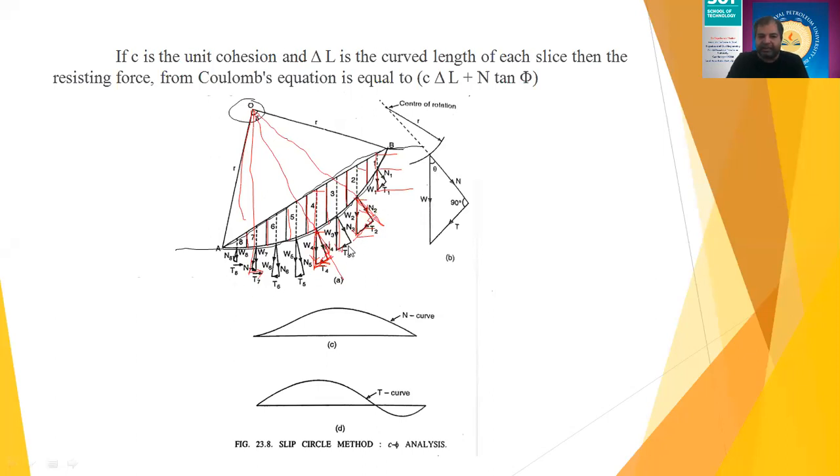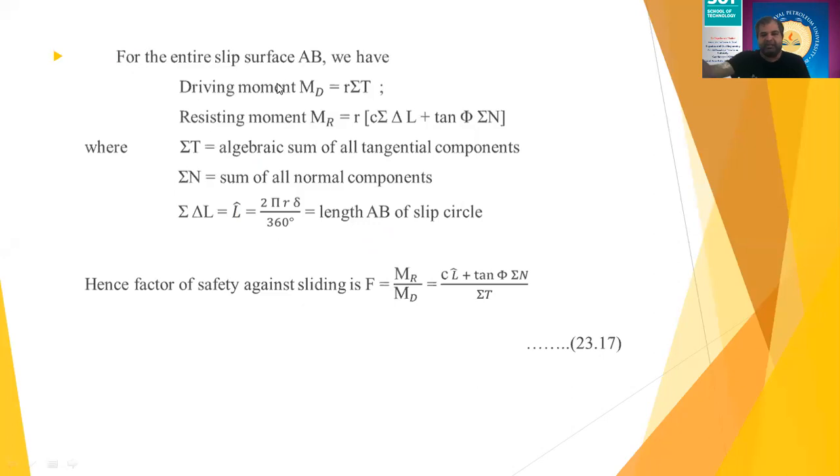So all the leftward and the rightward, you need to do the algebraic sum. So this minus this, whatever the value comes, will give you the sigma t value, right? And this sigma t multiplied by this distance, which is r, will give you the driving moment towards this side, slope side. Okay. So this Md is equal to r into sigma t.